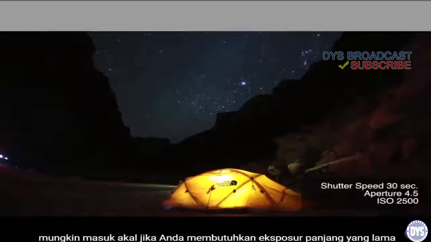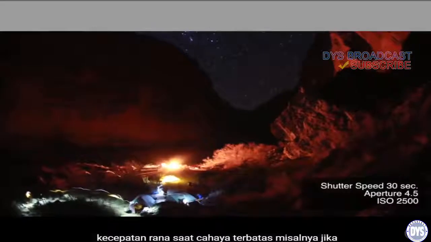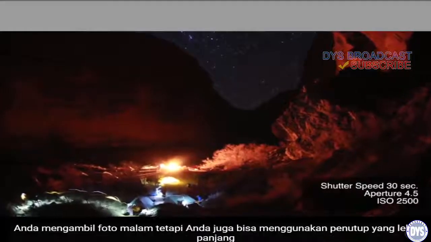It probably makes sense that you would need a long exposure, that is a long shutter speed, when the light is limited, for example if you're taking night pictures.